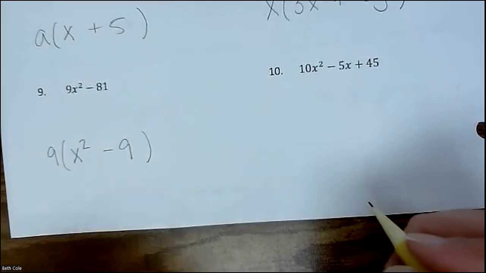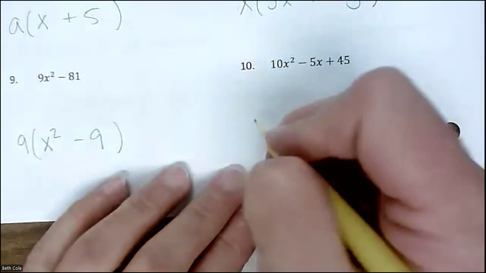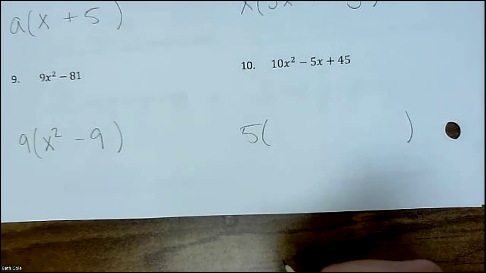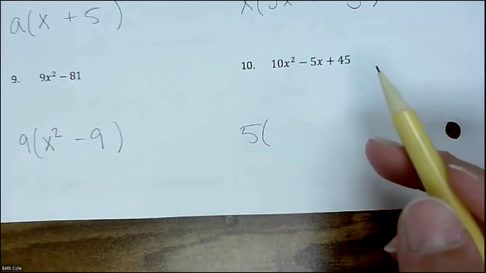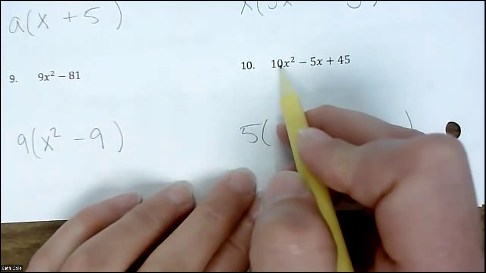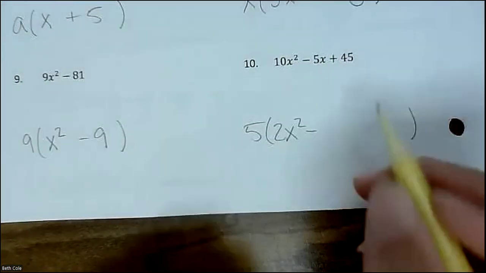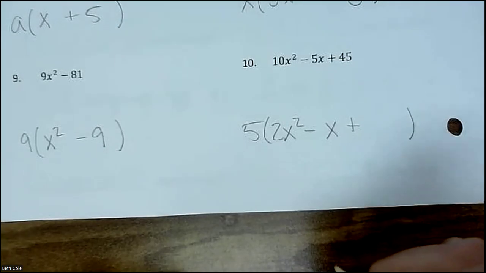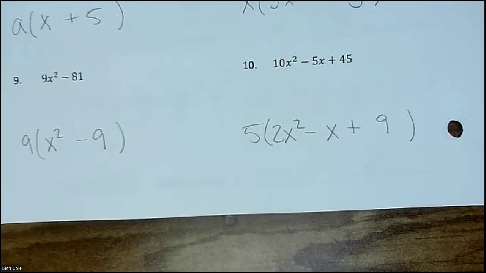Couple more. These go quick if you're listening to me. All right. 10, 5, and 45. They will all divide by 5. Good job. Why can't you also take x? 45 hasn't got one. You can't take it if it's not there. All right. So dividing these all by 5 gives 2x squared. Good. Minus just 1x. 9. 45 divided by 5 gives you 9.